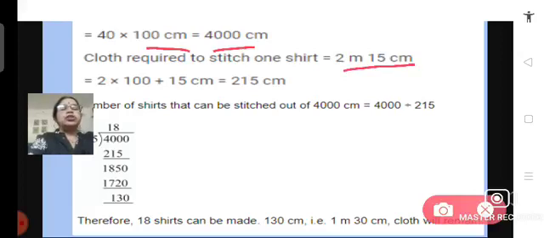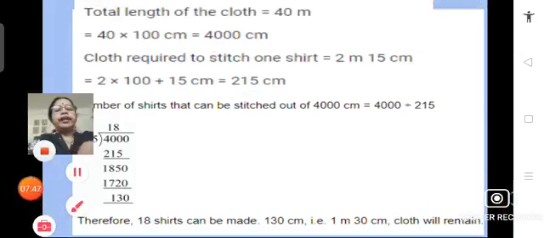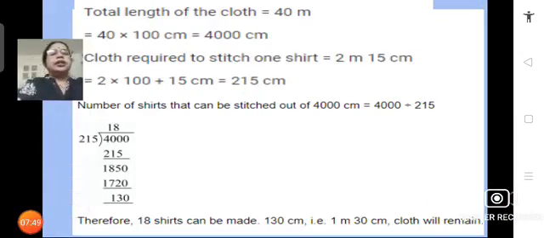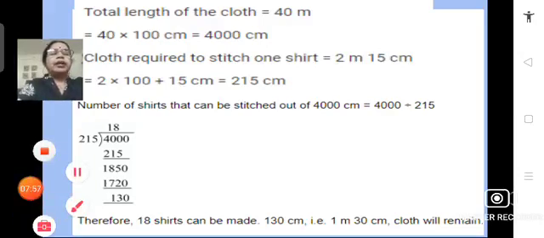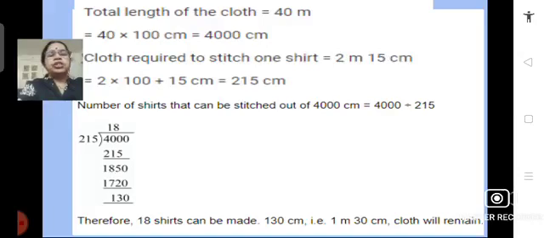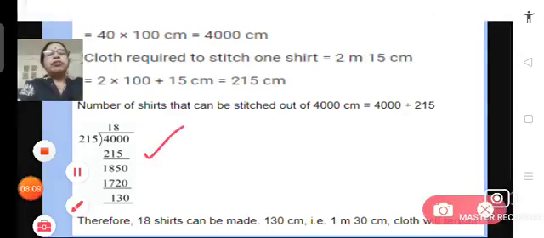This also we convert into centimeters. So it will be 2 into 100 plus 15 centimeters, so it will be 215 centimeters. Now, to find the number of shirts that can be stitched out of 4000 centimeters of cloth, we divide 4000 by 215, because 215 centimeters is required to stitch one shirt. So 4000 we will divide by 215.